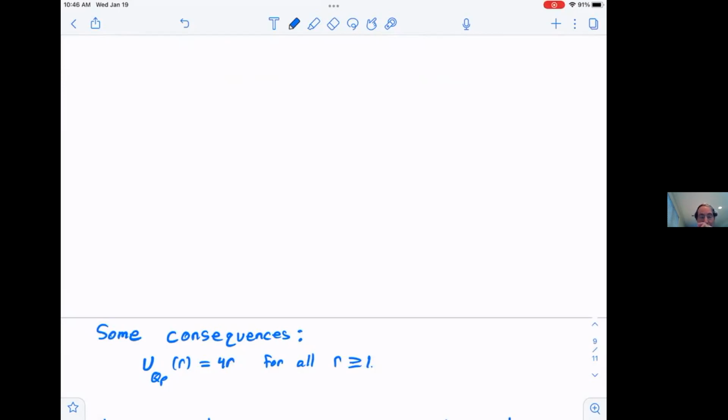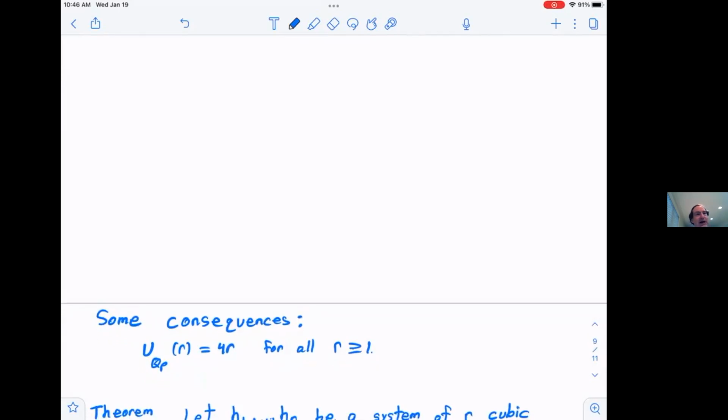So the hope is that we can get an optimal result for how many variables you need to solve a system of R cubic forms over Q_p. But before I've done that, can we still get something for free using the result above? The answer turns out to be yes.